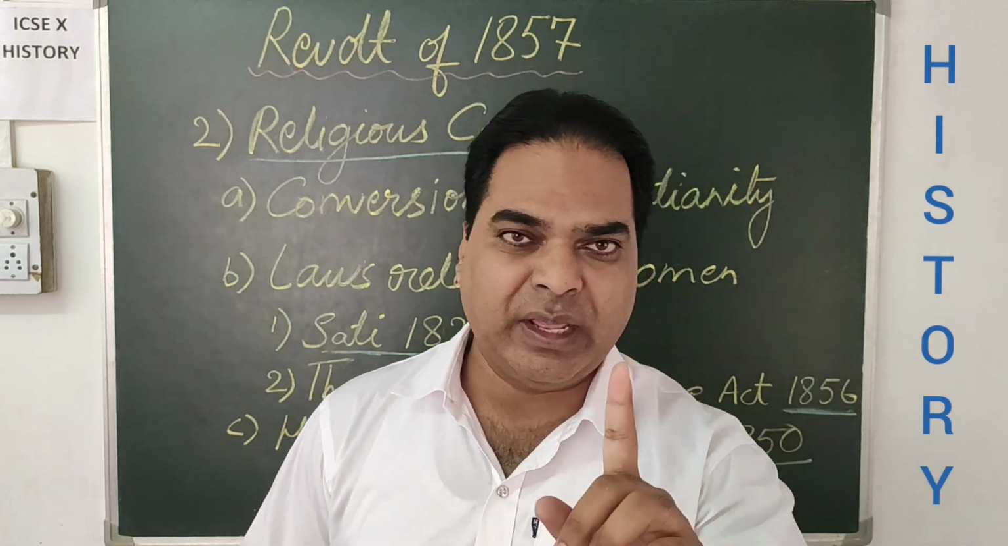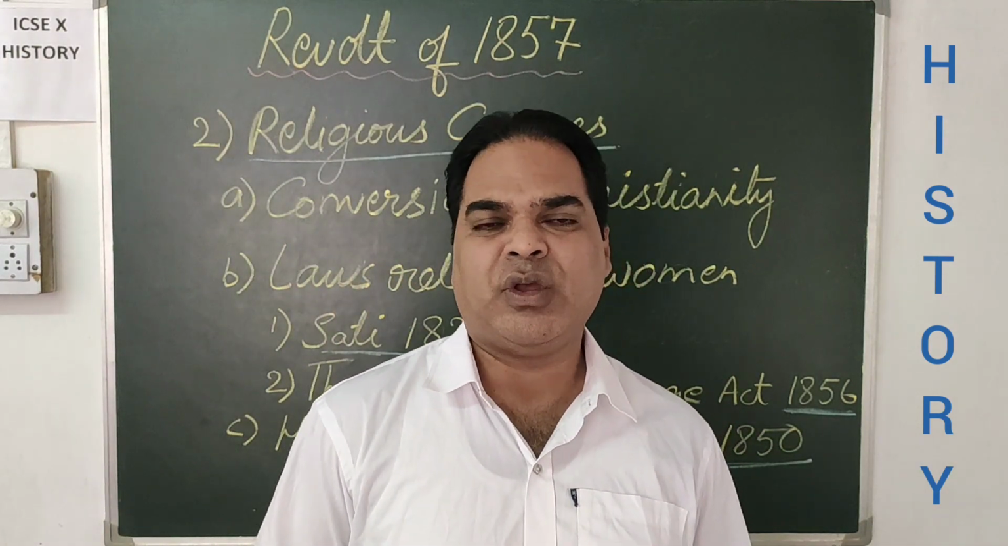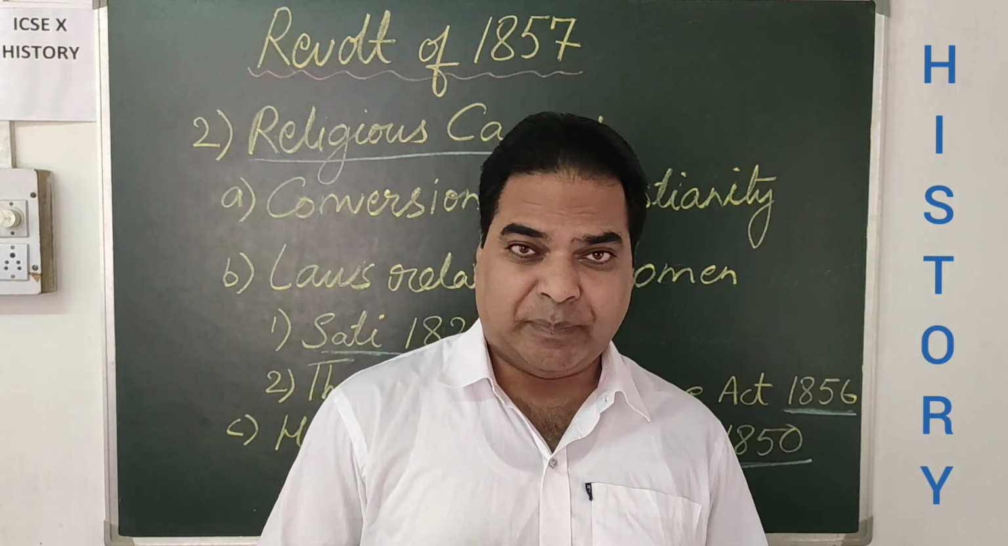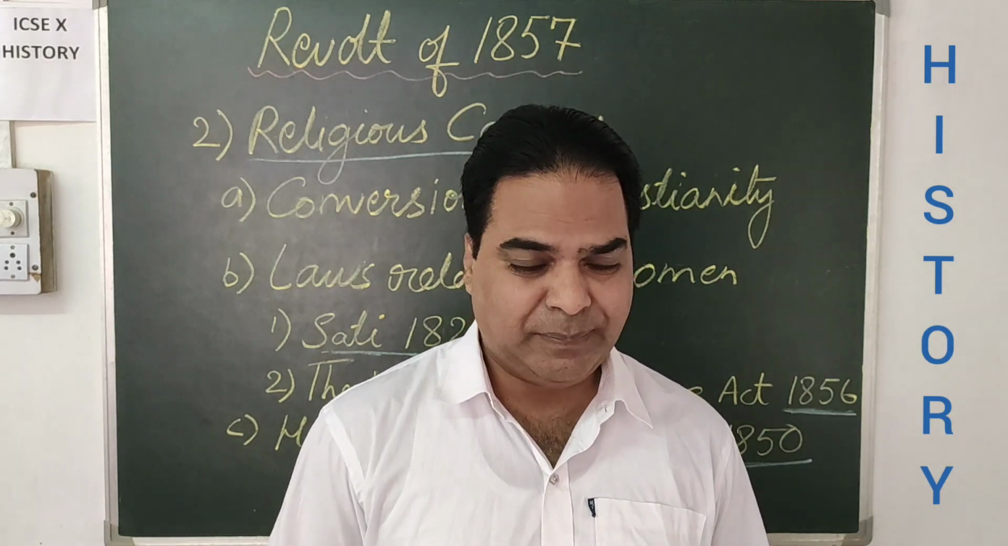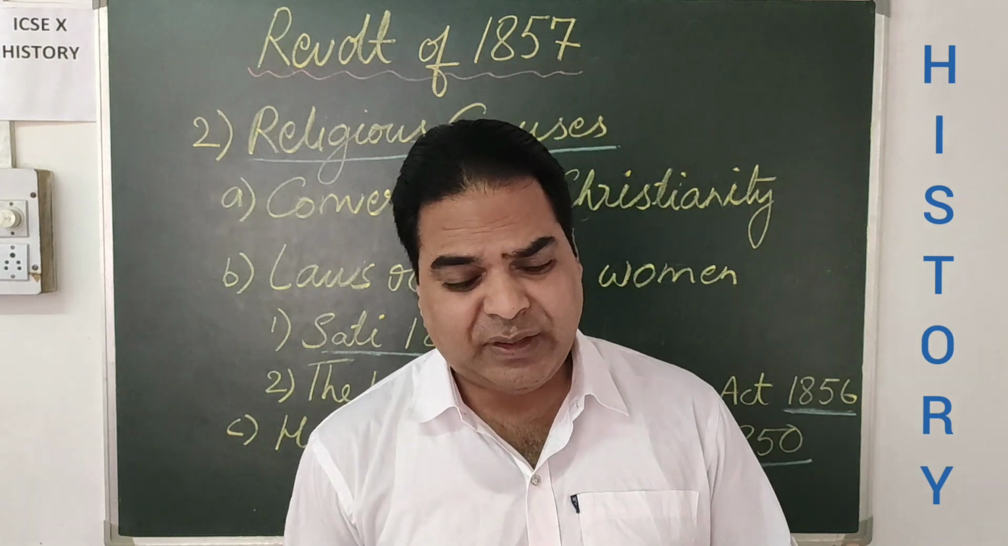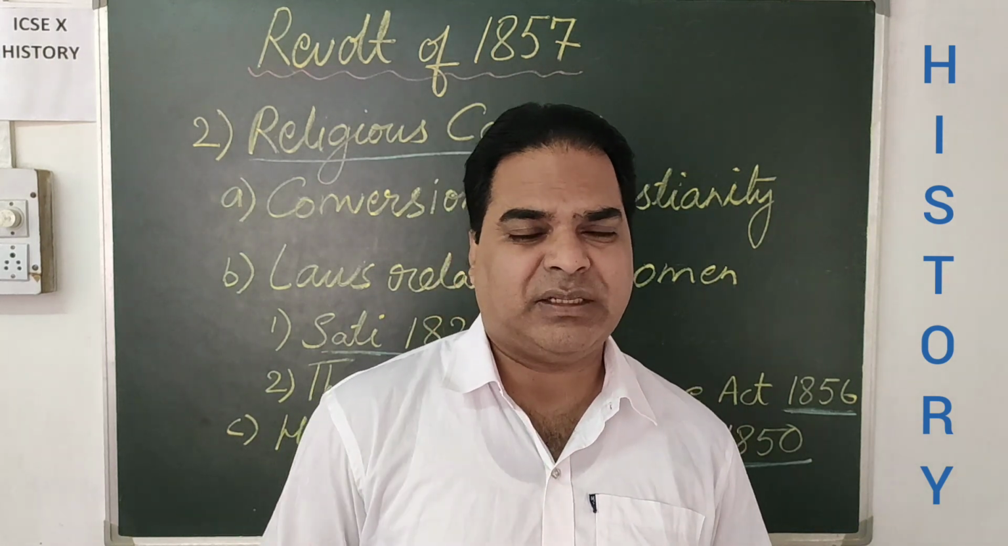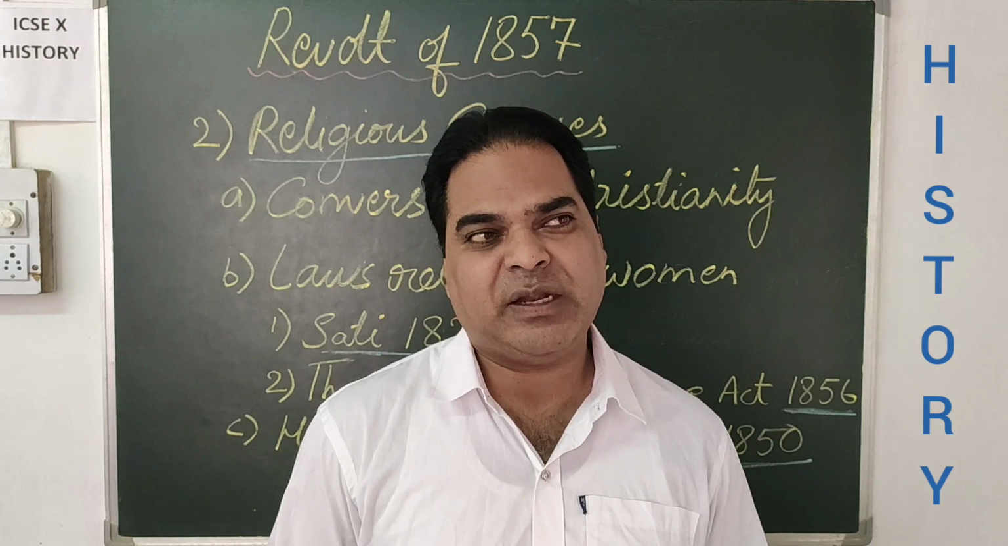So there was only one way. If you want to inherit the property of your ancestors, you have to convert yourself to Christianity. So why did they do it? What was the main motive of doing so? The main motive of the Christian missionaries and the British government was to convert the maximum people to Christianity. So they tried different ways to convert the Indian masses to Christianity, and they became successful to a large extent.